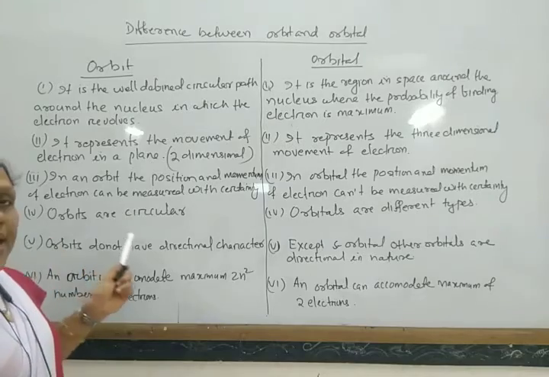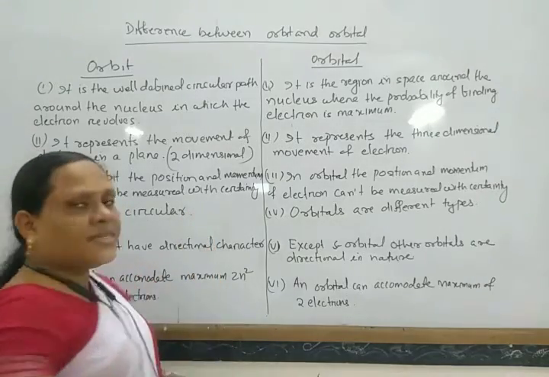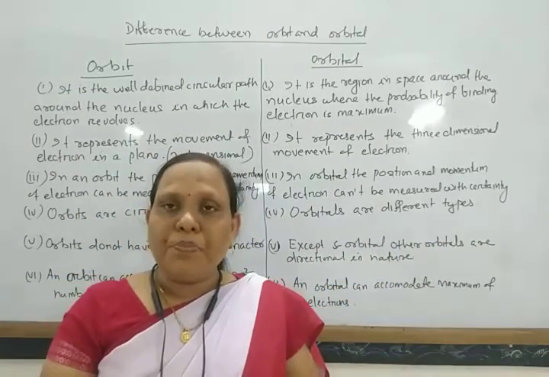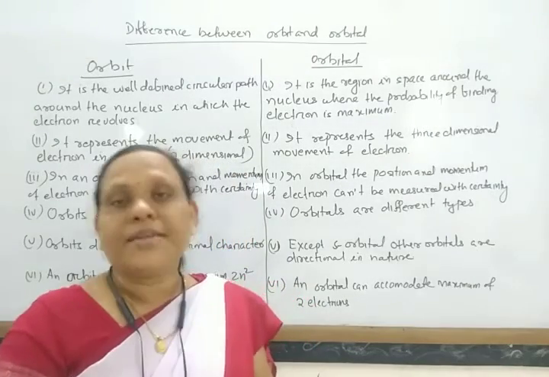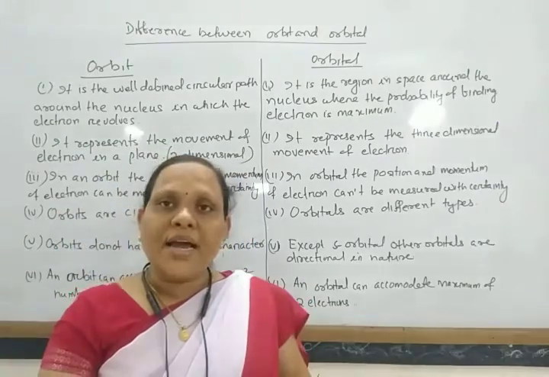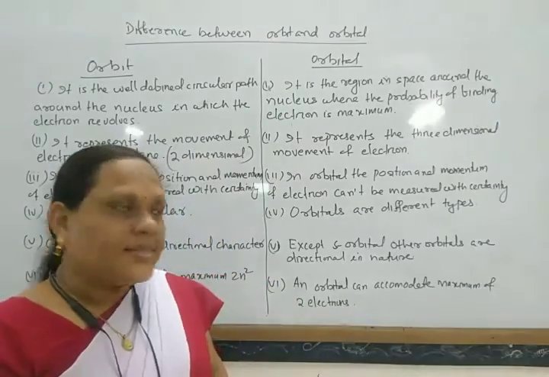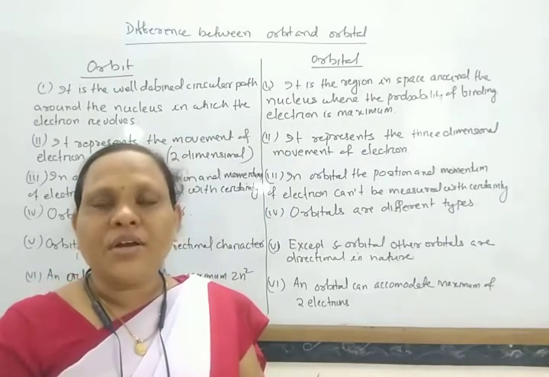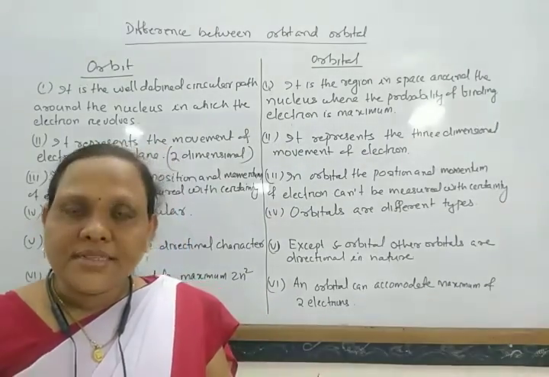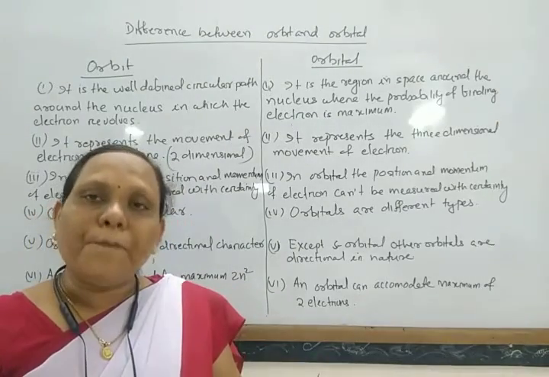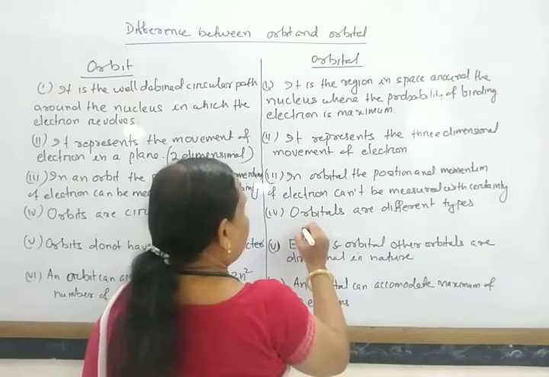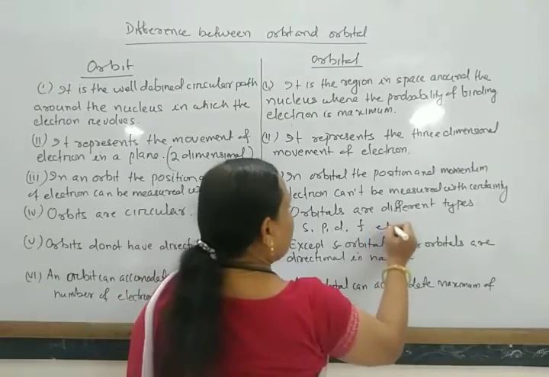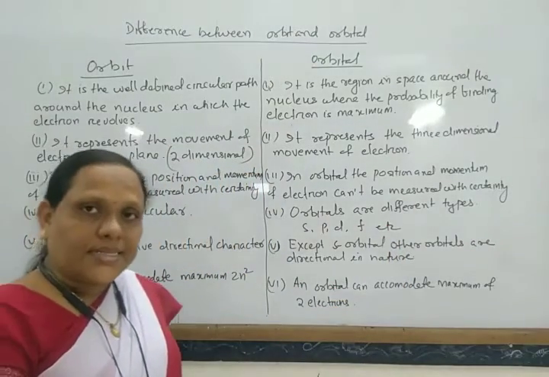Next, orbits are generally circular. All orbits are circular. Orbitals are of different types: s orbital, p orbital, d orbital, f orbital. The s orbital is spherical in nature, the p orbital is dumbbell in nature, the d orbital is double dumbbell in nature, and the f orbital is complex in nature.